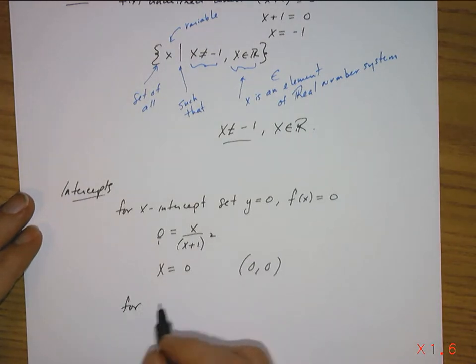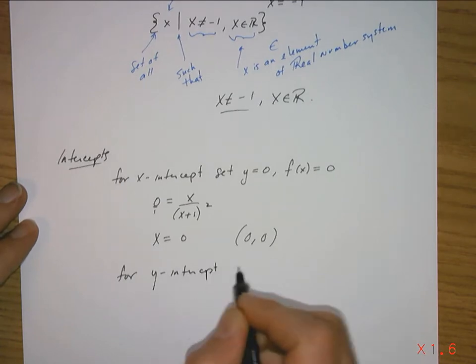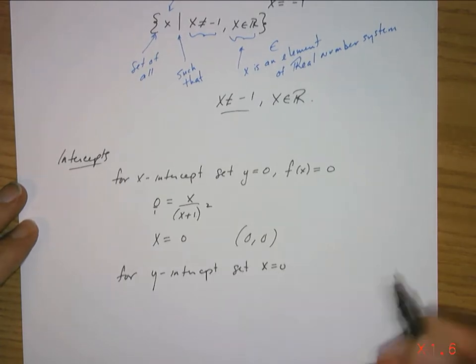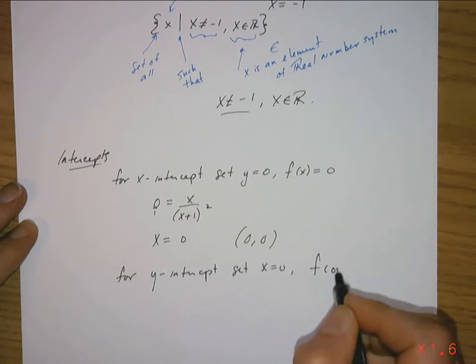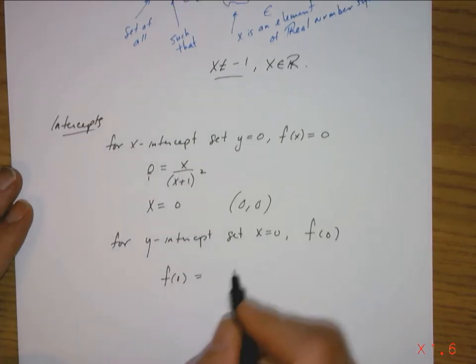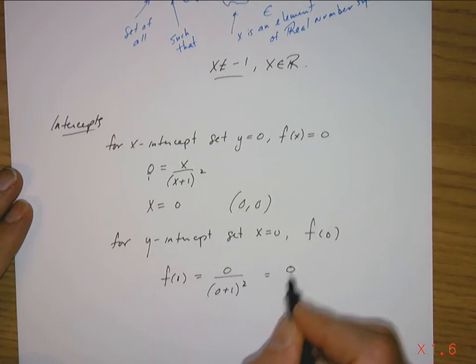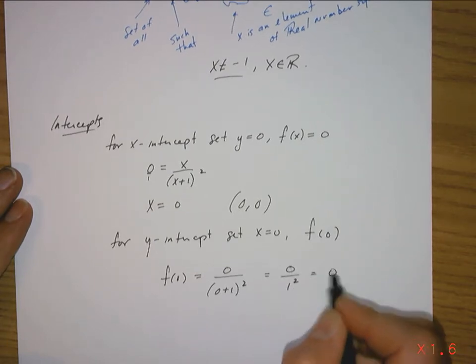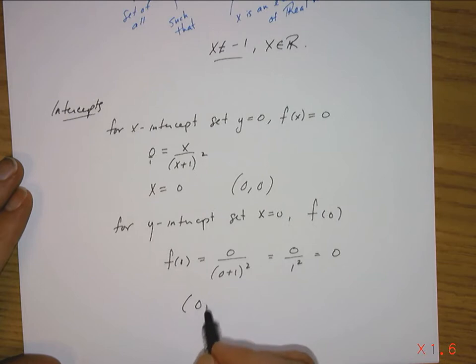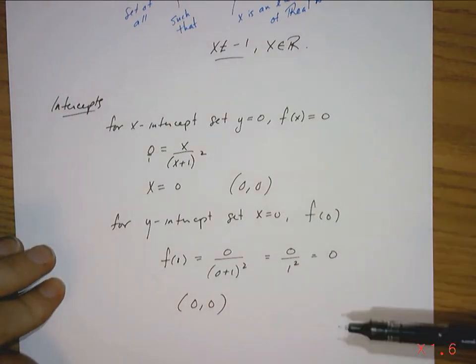For the y-intercept, we're going to set x equal to 0. And in our case, that would look like f of 0. So f of 0 is going to equal 0 over 0 plus 1 squared, which is going to be 0 over 1 squared, which again is 0. So our y-intercept is in fact the same as our x-intercept. It doubles as both, and it's going to be 0, 0. So there is our intercepts.